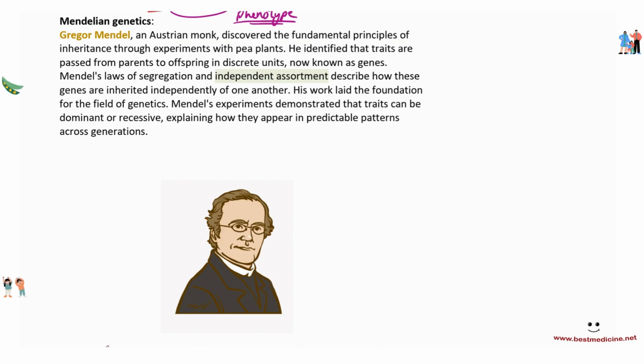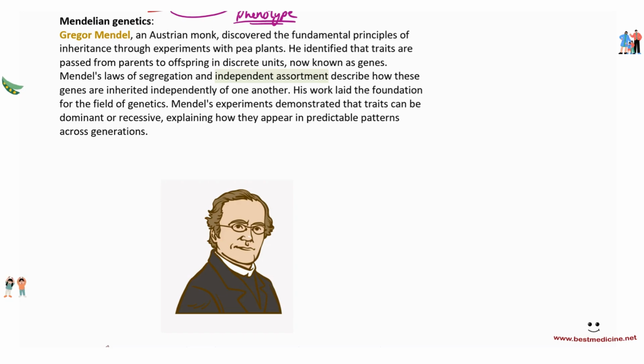Figure out how inheritance works, how traits are inherited from parents to offspring. So what Mendel essentially did was he grabbed some pure breeding pea plants and crossed them with each other. What is pure breeding? Pure breeding means that we have a particular character trait in an organism, and they have only bred with that particular character trait. For example, you might have heard of pure breeding Labradors or purebred Rottweilers. Similarly, he went ahead and grabbed some pure breeding pea plants.